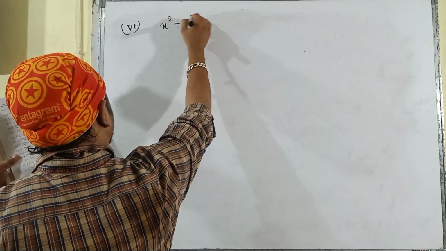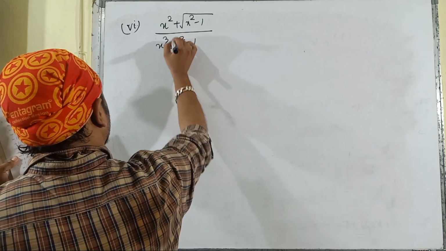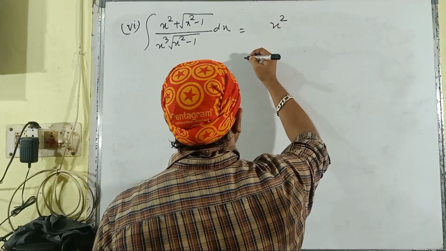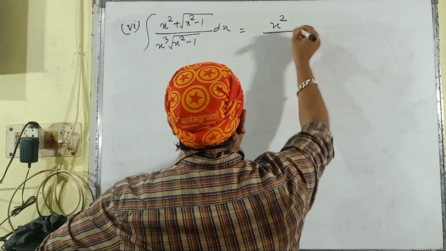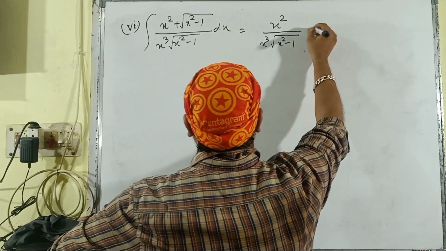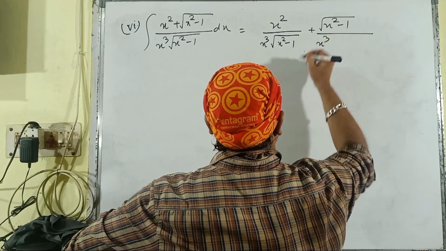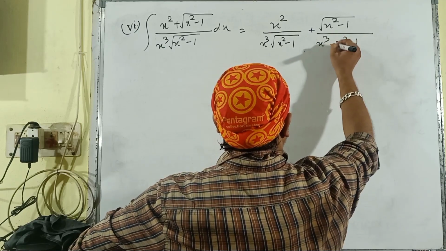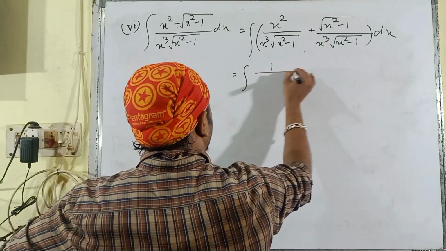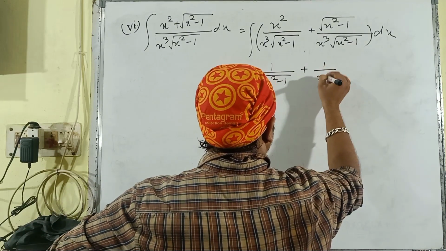X square plus square root of x square minus 1 whole divided by x cube multiplied with the square root of x square minus 1. Just we have to separate the numerator by using the denominator. X square divided by x cube multiplied with square root of x square minus 1 plus square root of x square minus 1 divided by x cube multiplied with square root of x square minus 1. Then it will be in the form of 1 upon x multiplied with the square root of x square minus 1 plus 1 upon x cube.